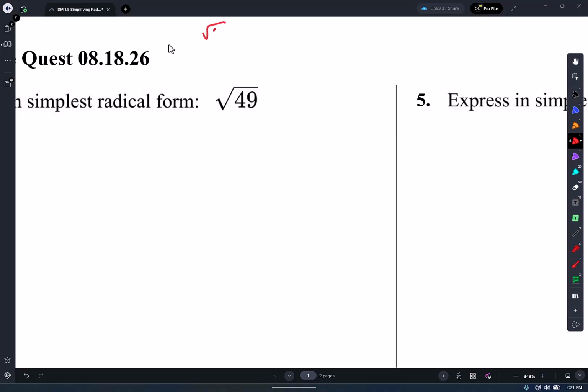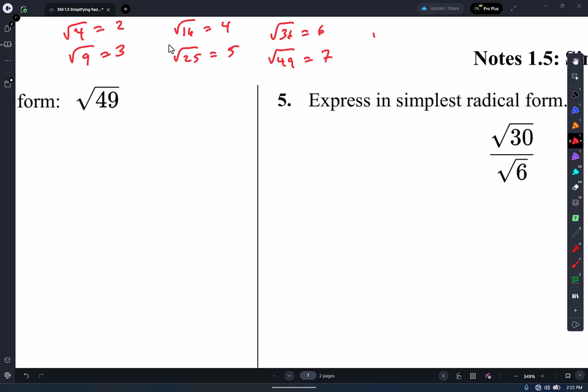So we should know the square root of 4 is 2. The square root of 9 is 3. So here the square root of 16 is 4. The square root of 25 is 5. The square root of 36 is 6. The square root of 49 is 7. The square root of 64 is 8. The square root of 81 is 9. The square root of 100 is 10. Can we at least do those?